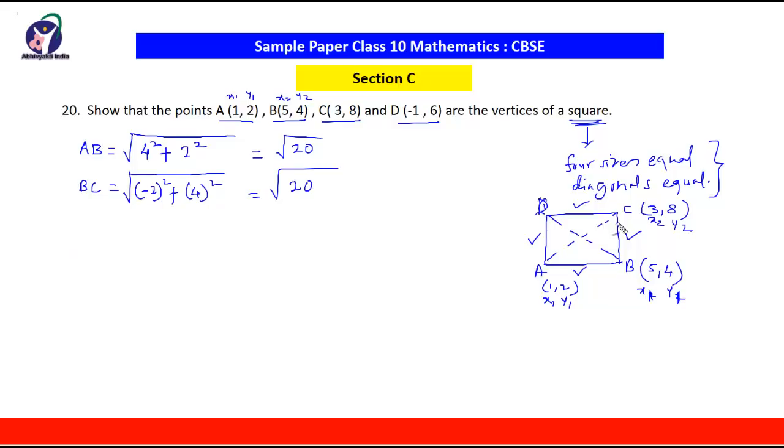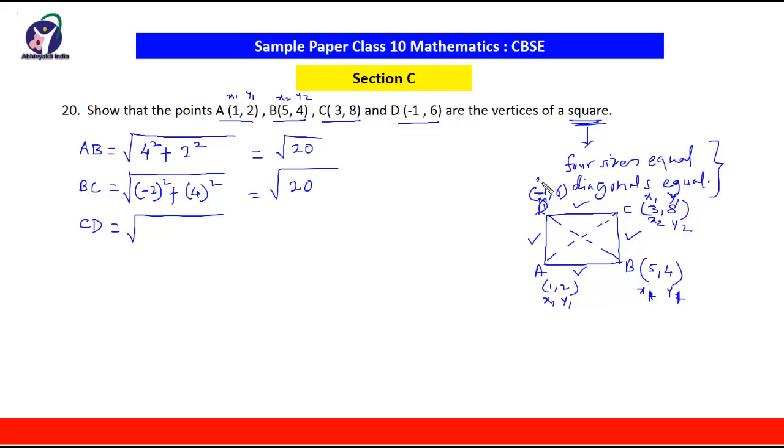Now similarly we will find the distance CD. So distance CD is equal to the square root of, now if this is x1 and this is y1, D coordinates are (-1, 6).